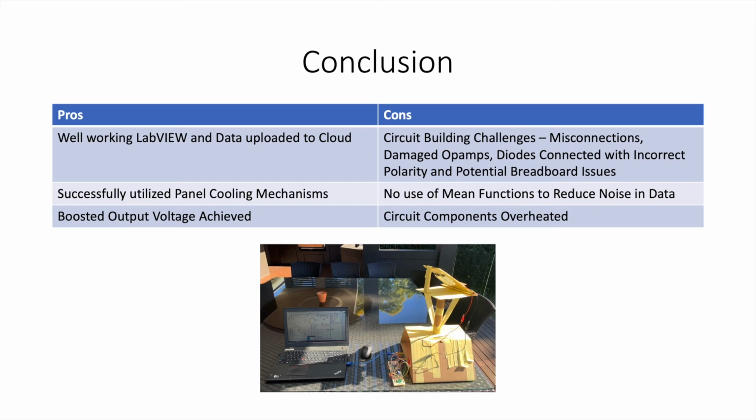The group passed through multiple stages of discovering errors which ranged from misconnections, damaged op-amps, diodes connected with the incorrect polarity, and potential breadboard issues. Since a large portion of time and effort was spent troubleshooting the circuits, smaller tasks such as adding mean functions to reduce noise in data and setting more suitable PID constants through trial and error were left incomplete.